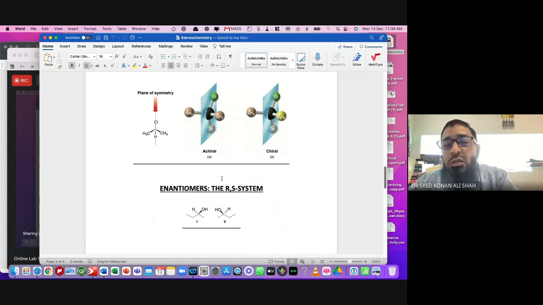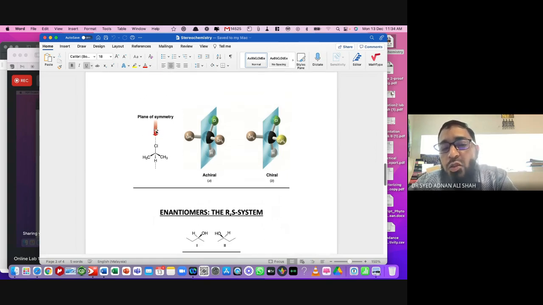So now the concept of planar symmetry comes in, right? Let's say for example this molecule with CH3, hydrogen and chloride. If you put a plane here, they are symmetrical molecules. Both sides are symmetrical, meaning this molecule has a plane of symmetry, right? CH3 and chloride are half here, and hydrogen half here. They are achiral because this molecule has a plane of symmetry.